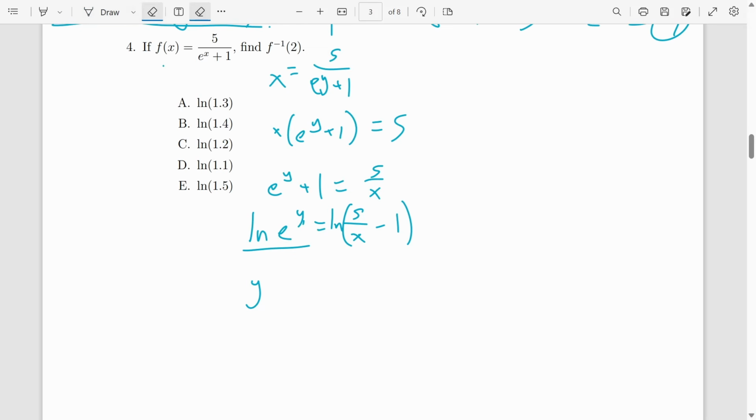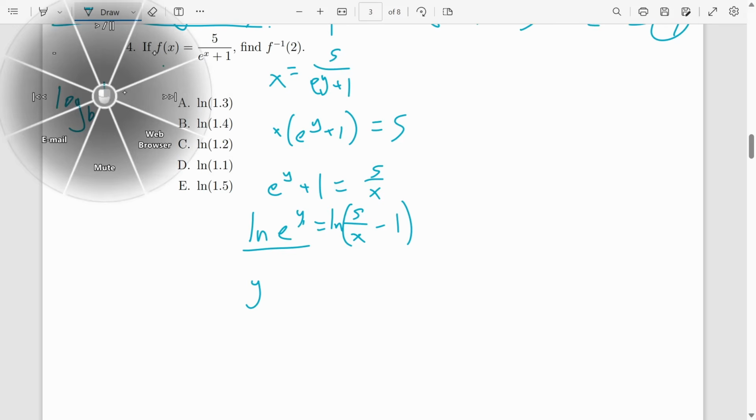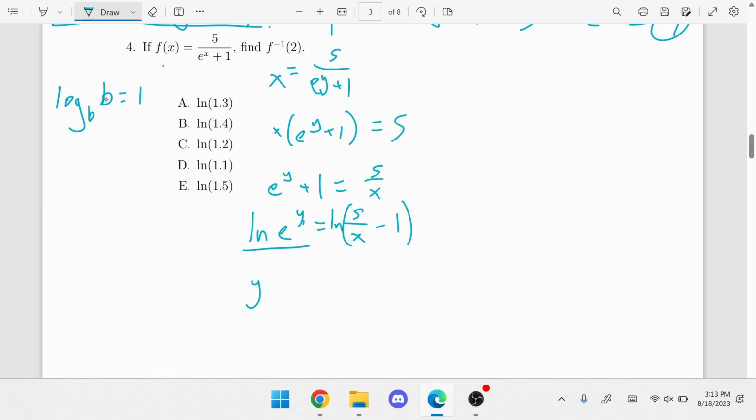Now that I said it out loud, that's a little confusing. Let me write this out so it's clearer. If you have log base b of b, that always equals 1. And since ln just equals log base e, ln of e just equals 1. So that's what I just did here. When we take the y and move it outside, this becomes y times ln e, and this ln e is just 1.